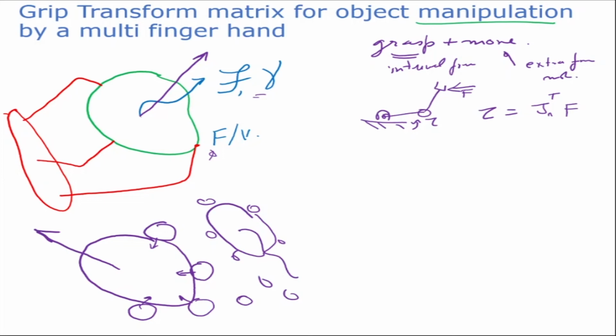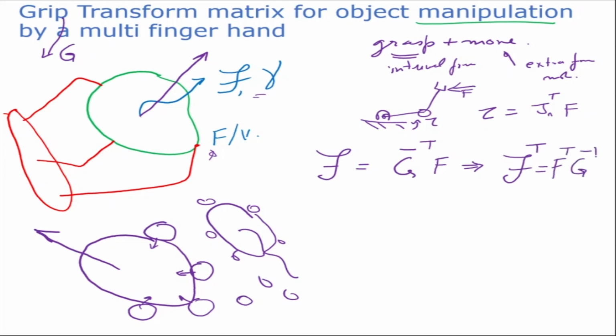Now the grip matrix basically gives us a relation between the fingertip forces and the forces the body center is subjected to. If I can find that relation, then I know exactly how I can move the object in any particular direction. So we call the grip matrix G, and I write the body center forces as G minus transpose into the fingertip forces, which means that F transpose is equal to f transpose into G inverse. So G is the grip transform which relates the fingertip forces to the forces the body is subjected to at its CG. Now from here, we see that F is equal to G transpose into small f, right?